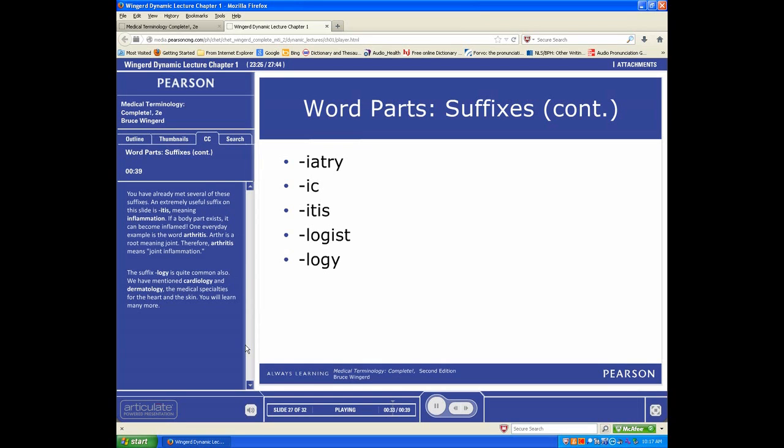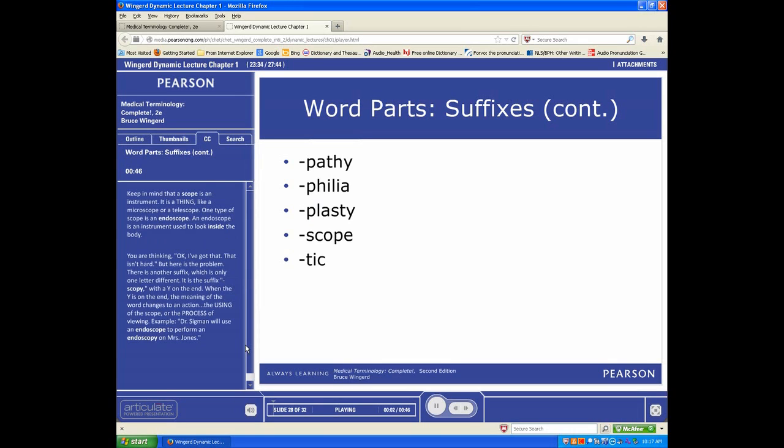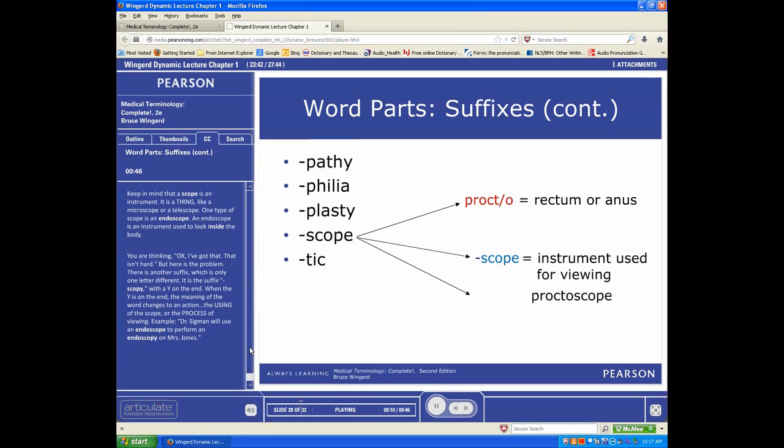There is another suffix, which is only one letter different. It's the suffix scopy, with a Y at the end. When the Y is on the end, the meaning of the word changes to an action, the using of the scope, or the process of viewing. Example, Dr. Sigmund will use an endoscope to perform an endoscopy on Mrs. Jones.